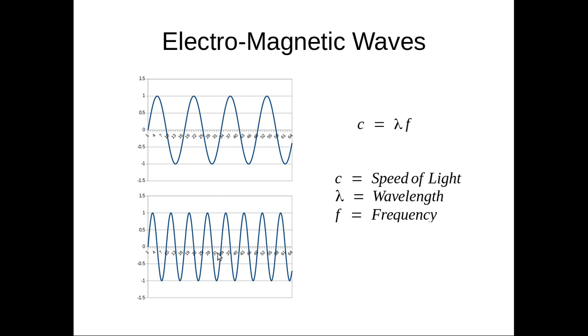Now look at the bottom wave. The wavelength is shorter than the wavelength on the top. If this is going by at the speed of light, the same speed as the top wave, more peaks will go by in a second, so therefore the wave with the shorter wavelength has the higher frequency. As lambda goes up, f goes down. As f goes up, lambda goes down. C is constant according to current theory.